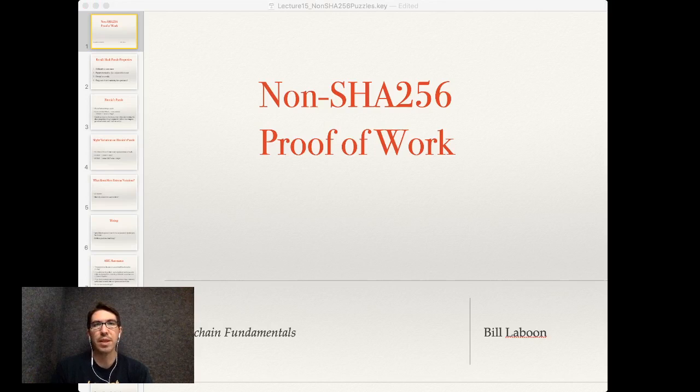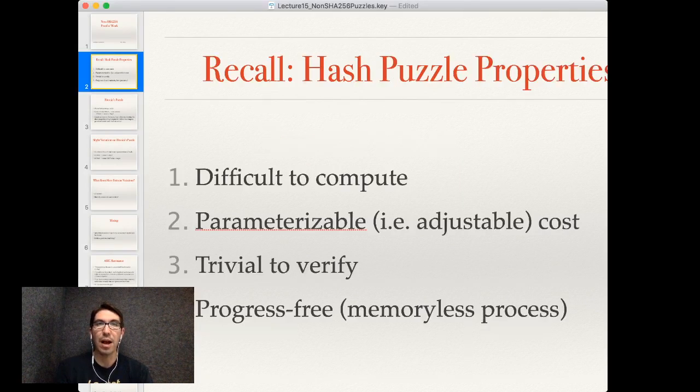Today we're going to discuss other forms of proof of work besides the Bitcoin SHA256 hash pre-image puzzle that we've discussed in the past. So before we dive into the details of the variations, I want to bring you back to when we first discussed the hash puzzle properties when we talked about proof of work earlier.